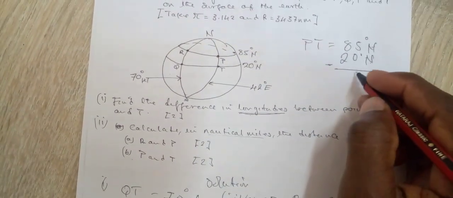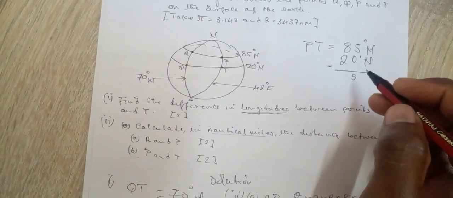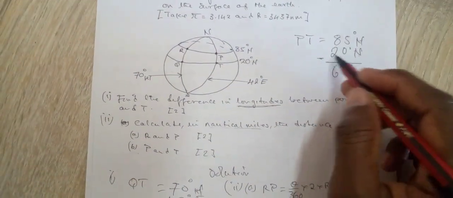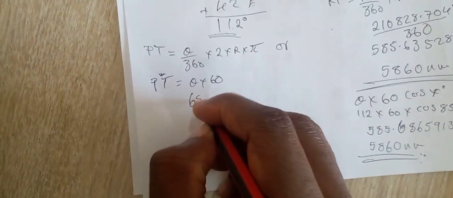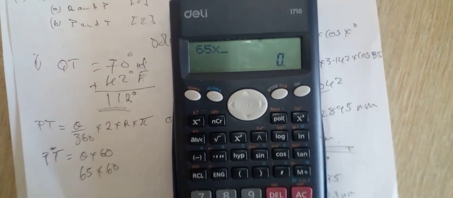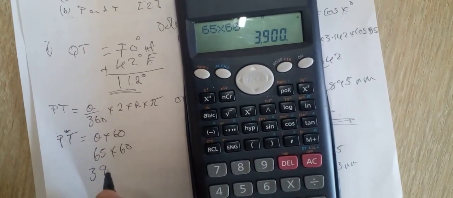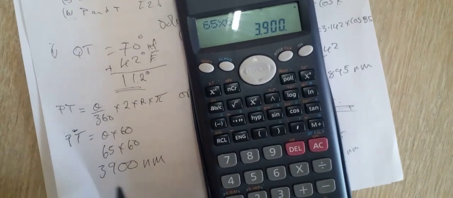So it will be 5 minus 0, which is 5. Then 8 minus 2, which gives us 6, degrees. So our difference between PT is 65. So this is our theta now. So theta is equal to 65. Hence, we just come here and write 65 times 60. Punch your calculator. What do you get? 65 times 60. We are going to get 3,900 nautical miles. And you are done.